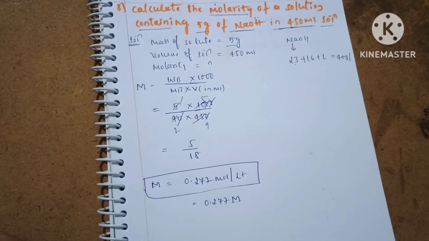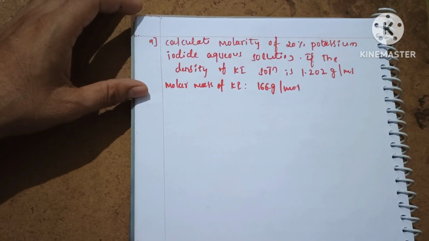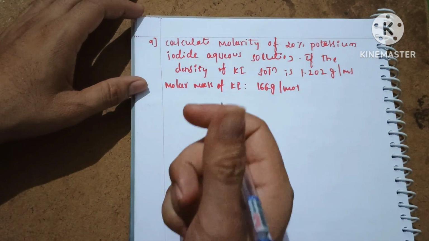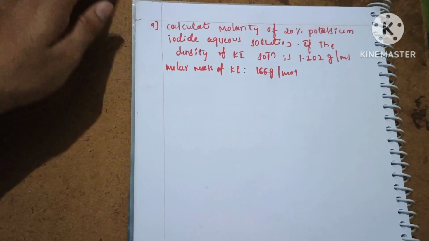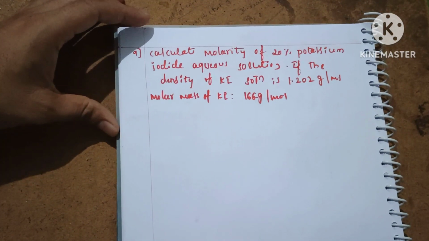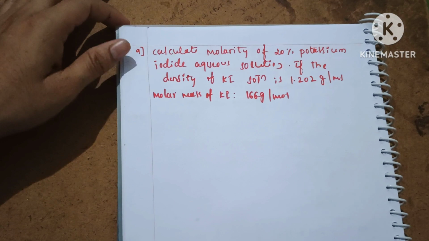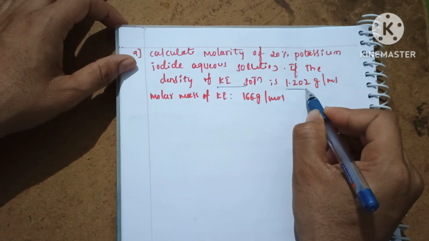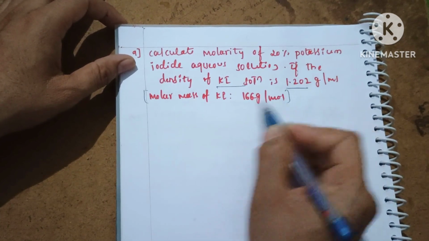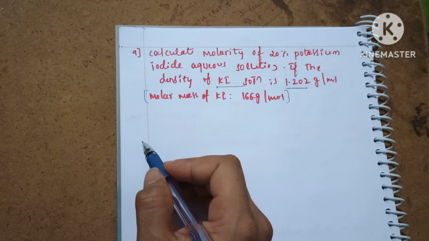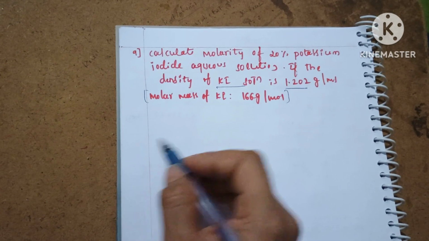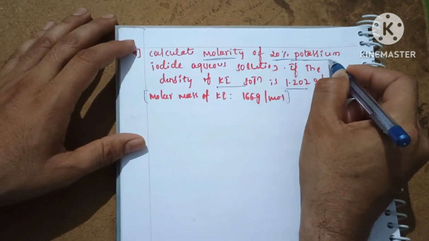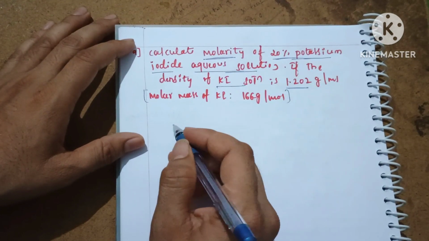So this is the third numerical. This is the fourth numerical. The fourth numerical is also on molarity only, but this is a little tricky one because he has given density here. So let's see. Calculate the molarity of 20% potassium iodide aqueous solution if the density of the potassium iodide solution is 1.202 gram per ml, and given the molar mass of KI, that is potassium iodide, is 166 gram per mole.